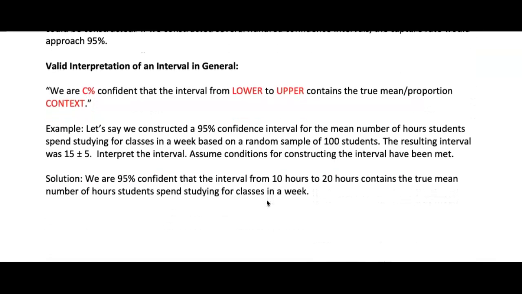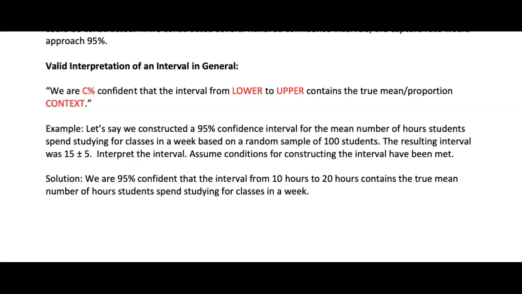So how do we interpret intervals in general? This is the statement that you could write to interpret intervals in general. And notice over here it says true mean / proportion. You'd either have to choose the true mean or the true proportion. You wouldn't write true mean / proportion there. You'd have to decide whether you're working with the mean or proportion depending on the situation.